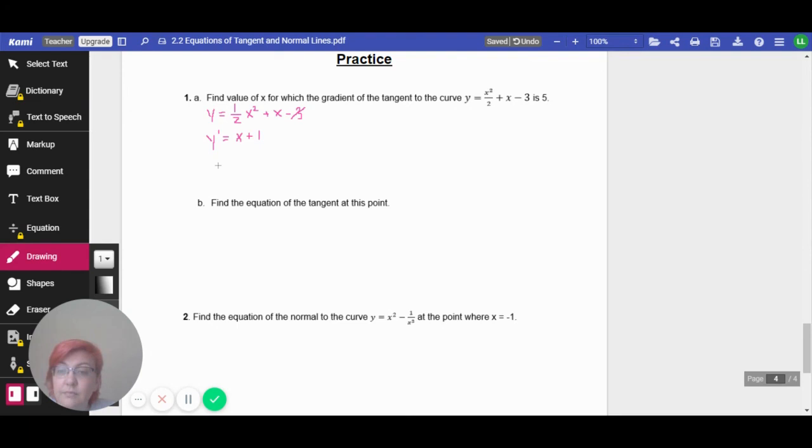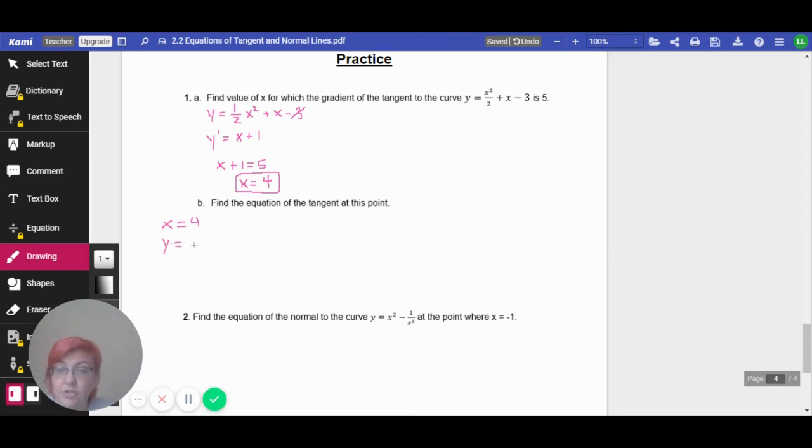Now, I know that in my gradient function, x plus 1 equals 5. Therefore, the value of x at which the gradient function equals 5, I find by subtracting 1 from both sides, and I find that x is equal to 4. So I need to find the equation of the tangent at this point. Well, x equals 4. So find y.